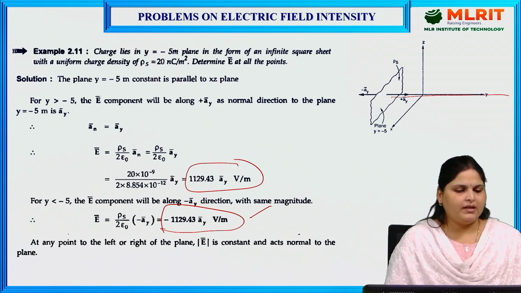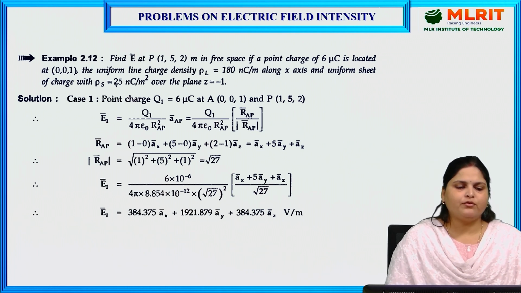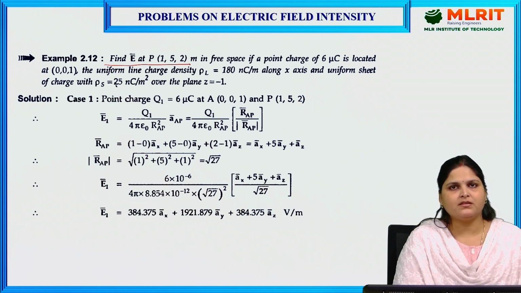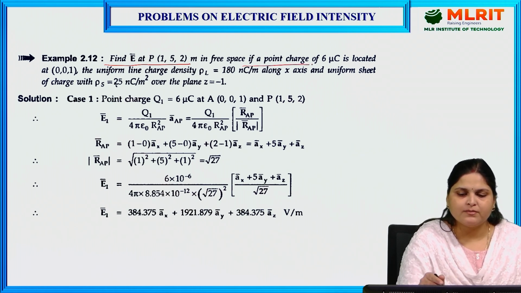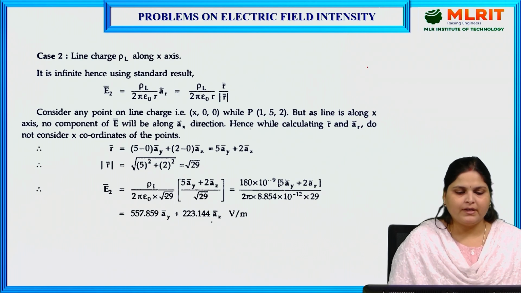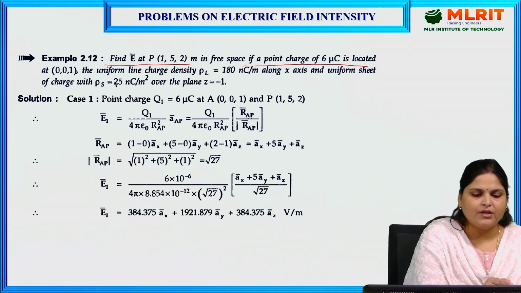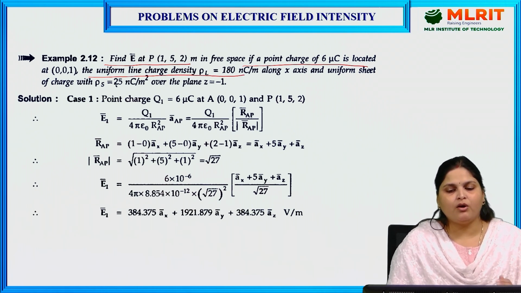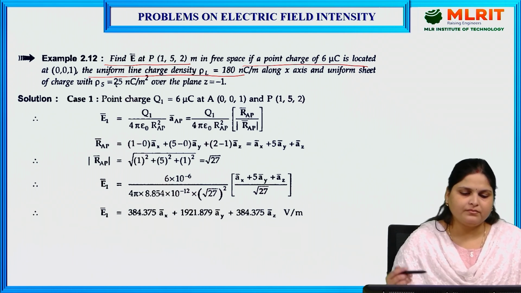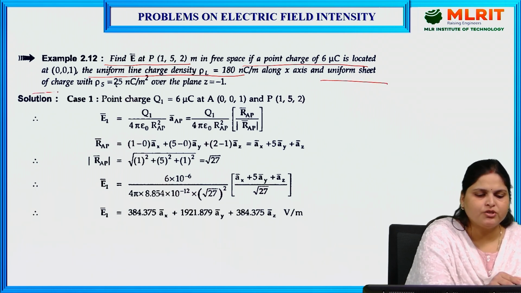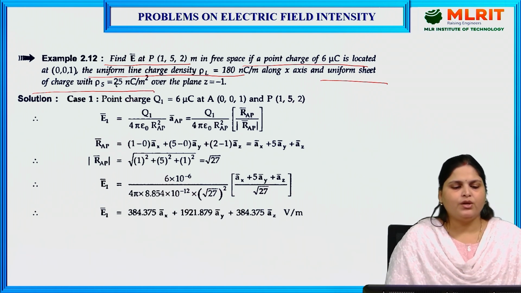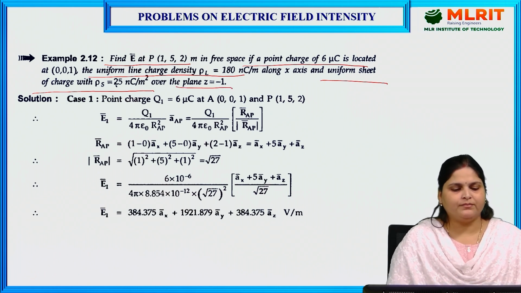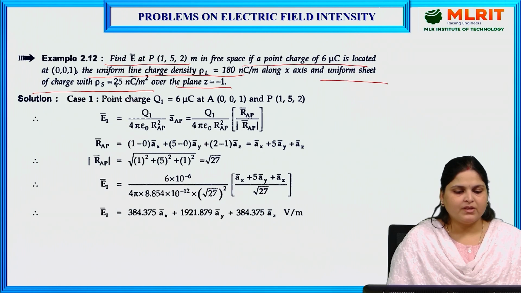Right? Let's take another example. We have to find E at point P (1, 5, 2) meter in free space, if a point charge of 6 microcoulomb is located at (0, 0, 1), a uniform line charge density rho L is 180 nanocoulomb per meter along the x-axis, and a uniform sheet of charge with rho S is given as 25 nanocoulomb per meter square over the plane z equals -1, right? So let's consider each case.